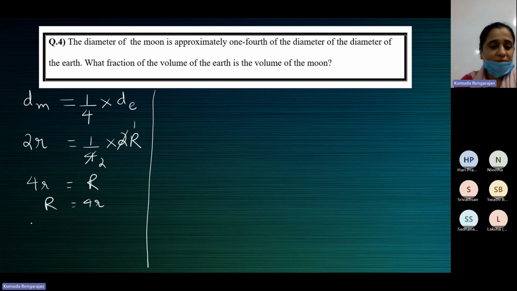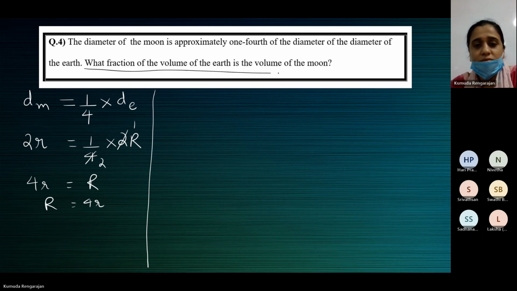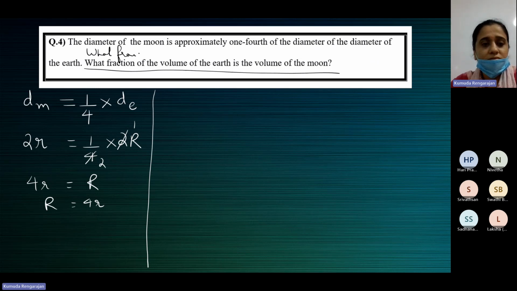So you'll get it right. Let me just write that above this. So similar to, what fraction of the class are girls? So you'll find girls by total strength of the class. Similarly, volume of moon by volume of earth.